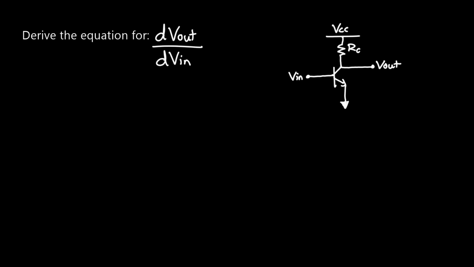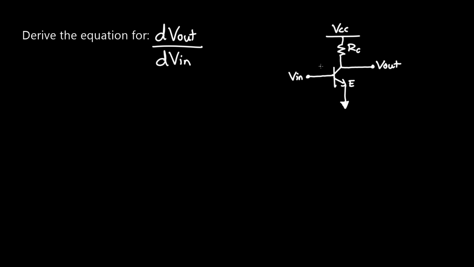Derive the equation for dVout over dVin of this common emitter amplifier circuit right here. We know that this is a common emitter amplifier because the emitter, which is here, is immediately shorted to ground, thereby it being called common emitter.